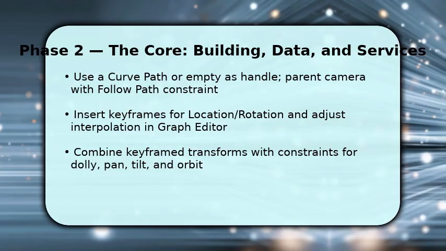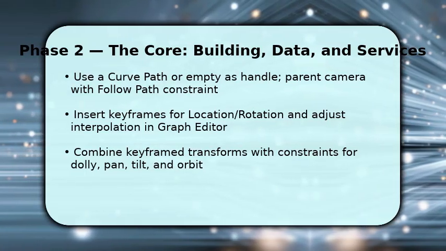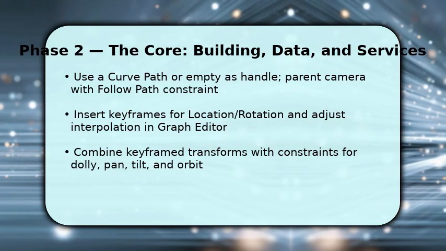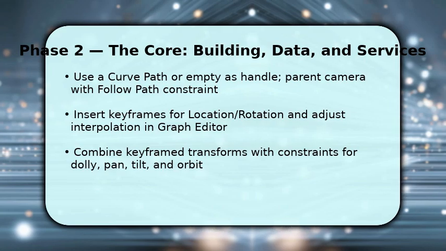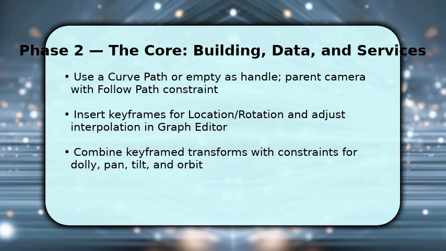Switch interpolation to Bezier for smooth ease in/out. Also use track to or damp track for consistent aim. This lets you separate position from orientation, so pans and dollies remain precise.